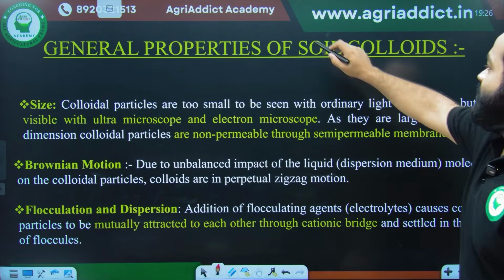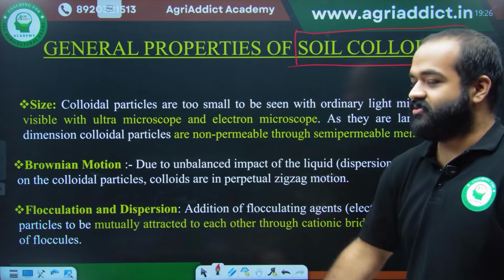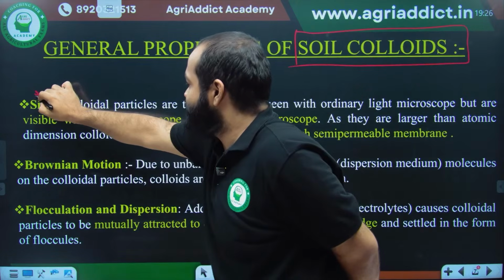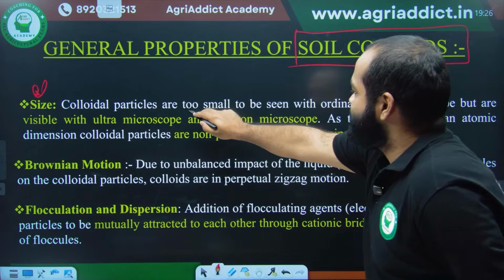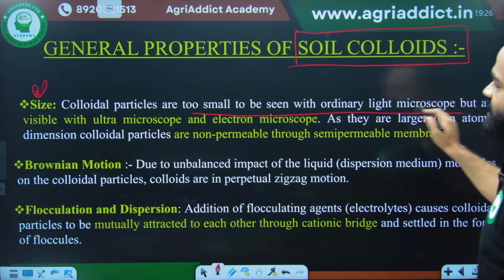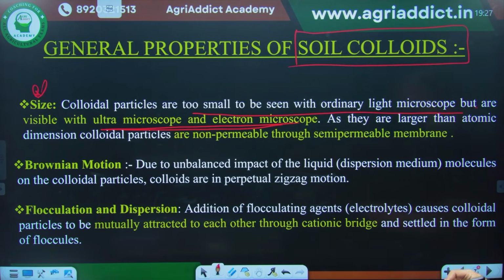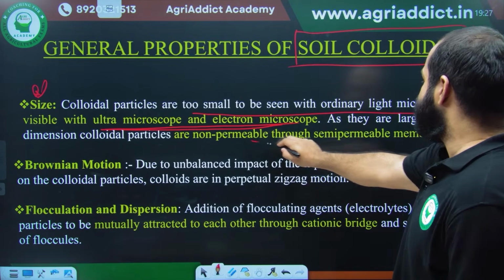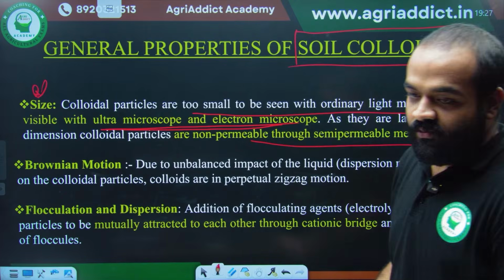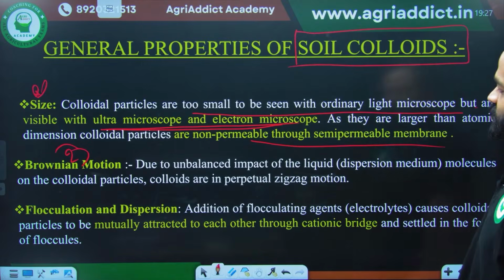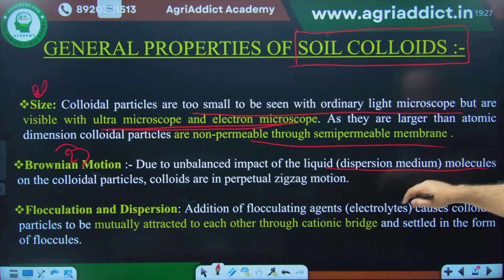So general properties of soil colloids, this I think all of you are reading from your UG second or third year also. There is nothing new with that. So the first property is of course size. Size is very important. Colloidal particles are too small to be seen with ordinary light microscope, but are visible with ultra and electron microscope, definitely. They are larger than atomic dimension. Colloidal particles are non-permeable through semi-permeable membrane. All right. Now, the next most important property is Brownian motion. What is Brownian motion? Due to unbalanced impact of the liquid dispersion medium molecules on the colloidal particles, colloids are in perpetual zigzag motion.